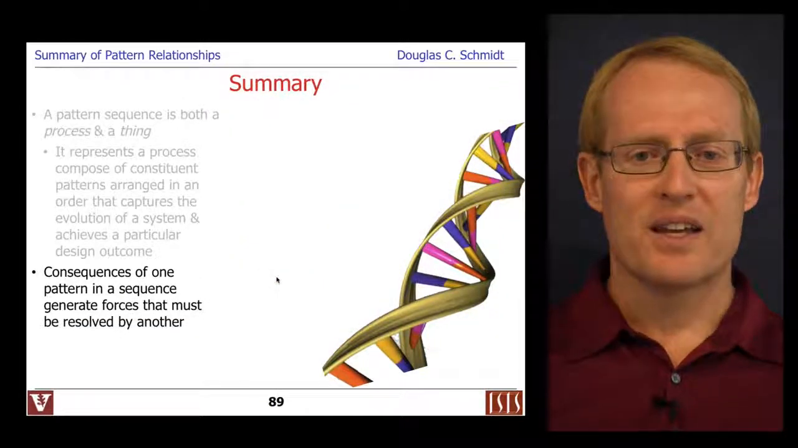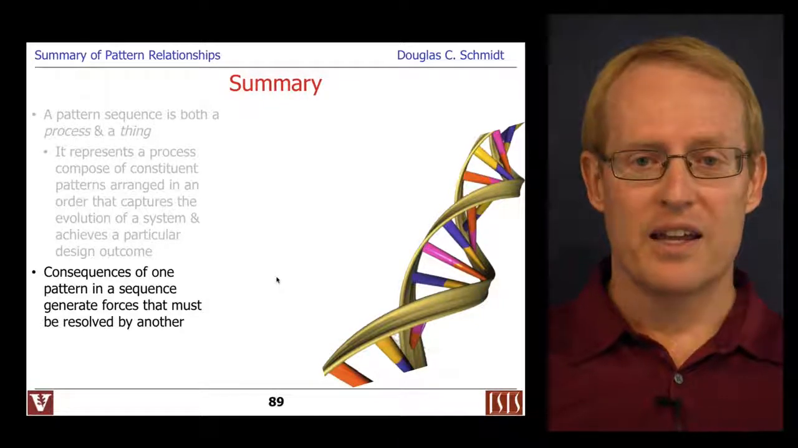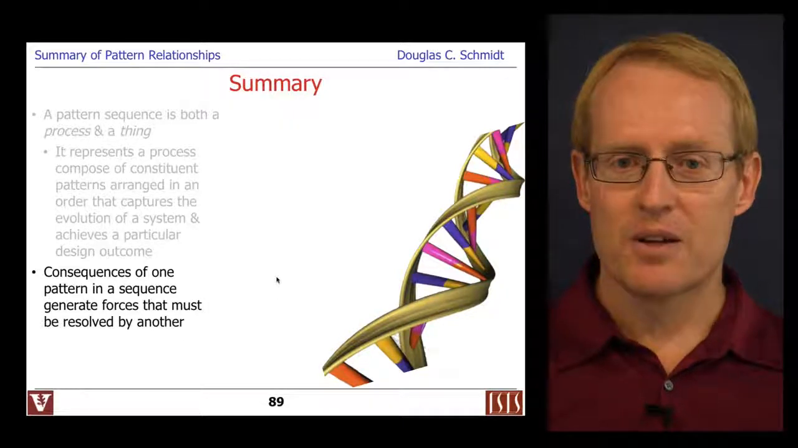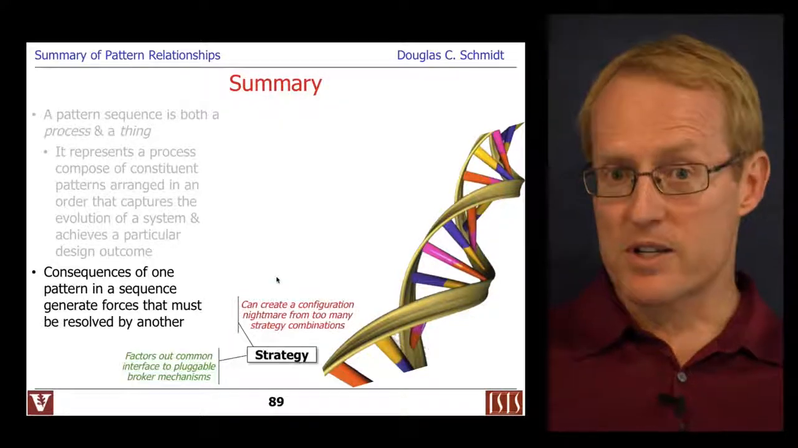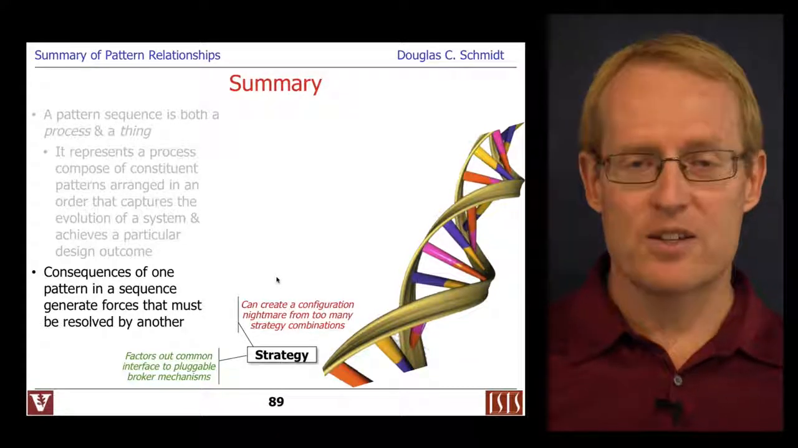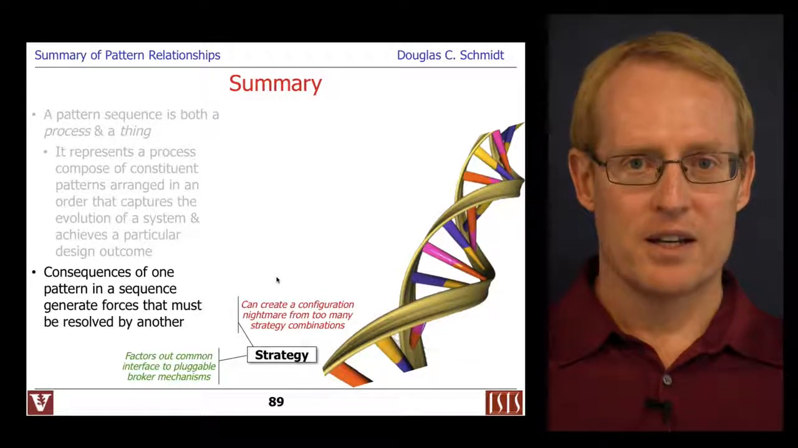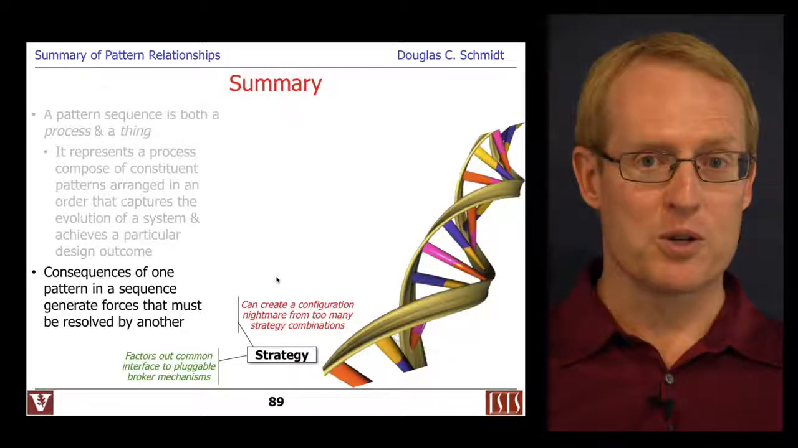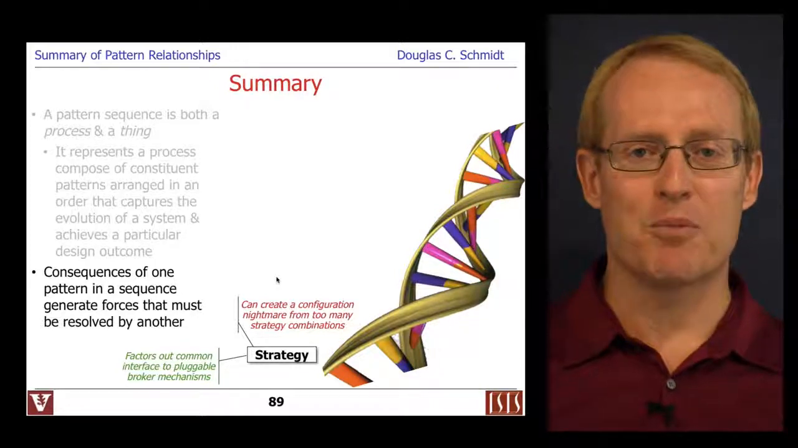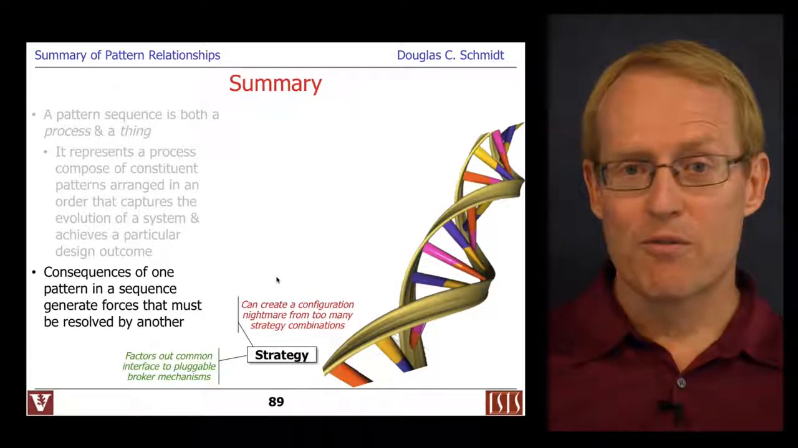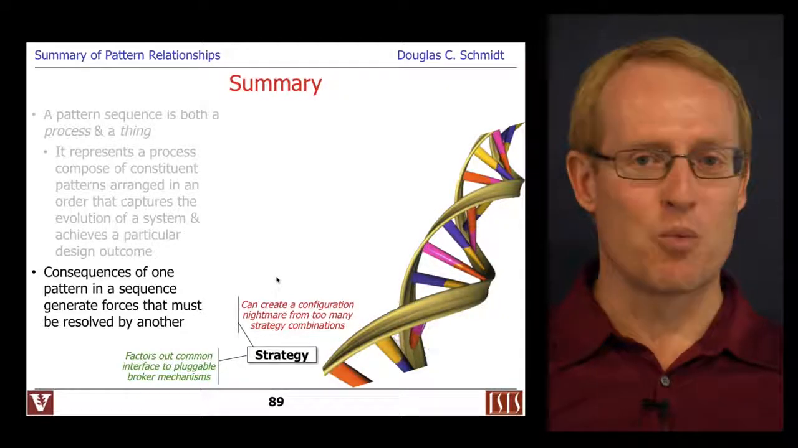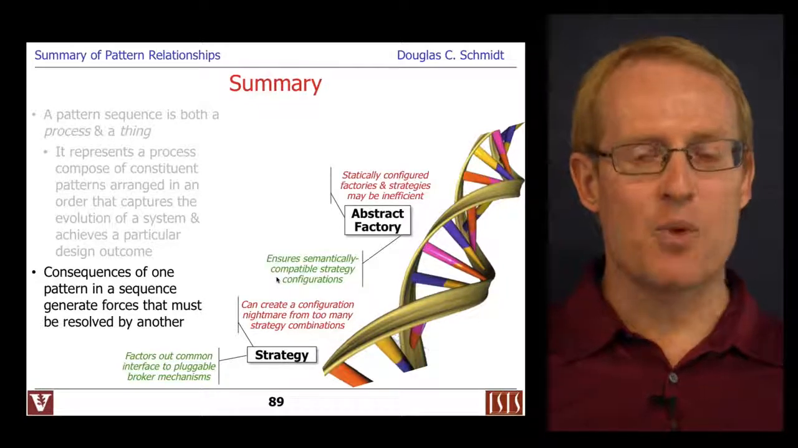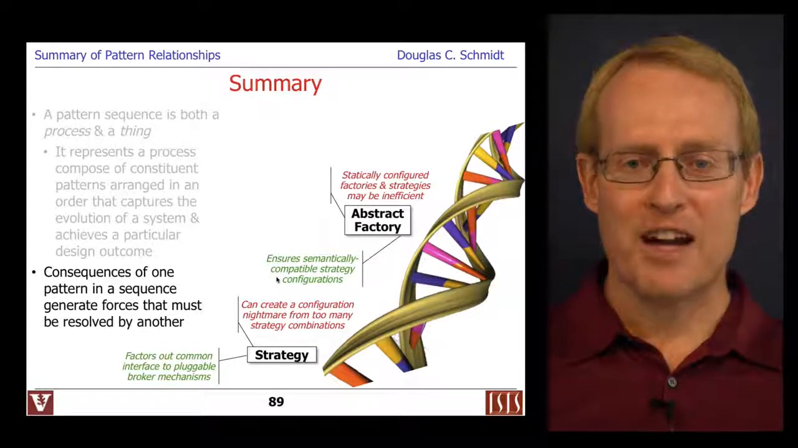Something else to note here is that the consequences in a sequence of patterns generate forces that must be resolved by another pattern. So for example, we saw that we originally applied the strategy pattern to resolve the force of tightly coupled solutions that were hard to evolve. And that resolved that particular force, but it created a new consequence. Namely, you ended up with the potential for a configuration nightmare of too many strategies that weren't working together in semantically coherent ways. So to solve that, we applied in the sequence the abstract factory pattern.